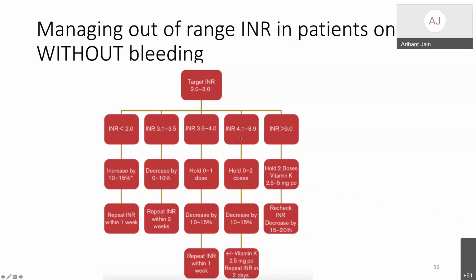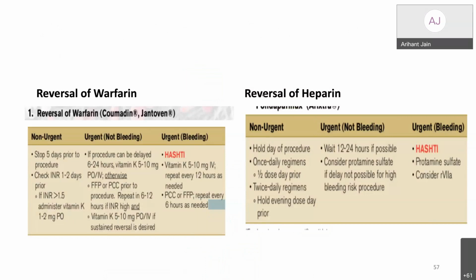If it is more than 4, then it is only here that you will give oral vitamin K. And only if INR is more than 9, you need to give either oral or IV vitamin K. But still, you need not panic very much if the patient is not bleeding. On the contrary, if the patient is bleeding, obviously you will give IV vitamin K and repeat it every 12 hours as needed. And if the patient is actively bleeding, you will also give PCC, prothrombin complex concentrate, or FFP every 6 to 8 hours as needed.